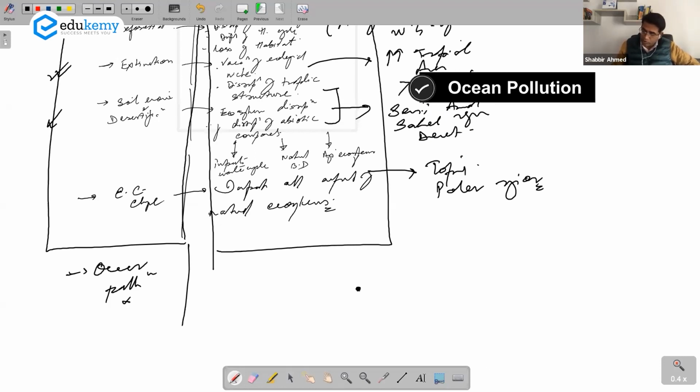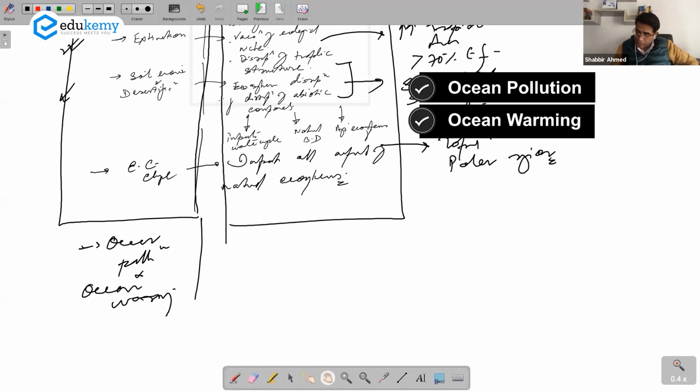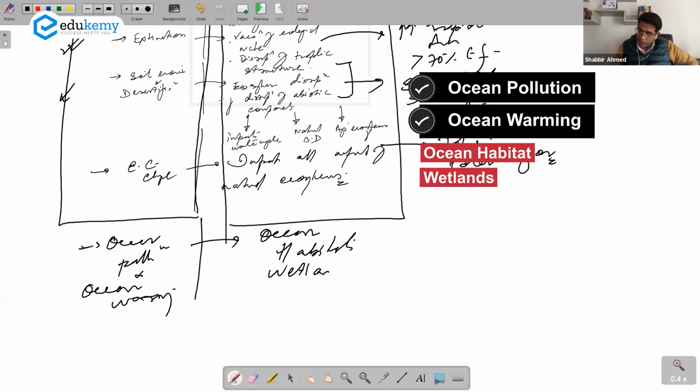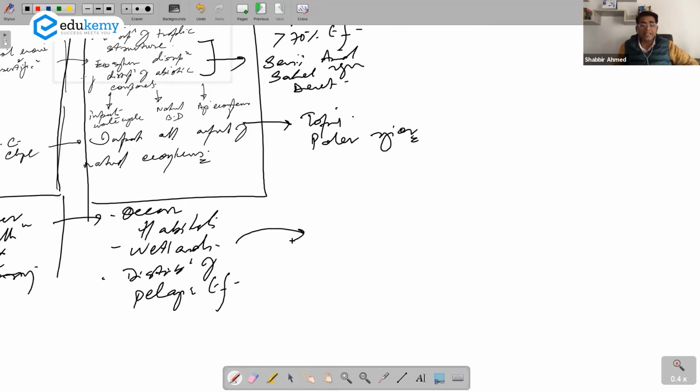ocean pollution and also ocean warming. So what does this do? This impacts ocean habitats, wetlands, submergence of wetlands. It impacts distribution of pelagic life forms. Iske examples kya regional mein?